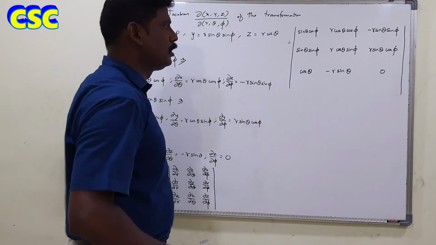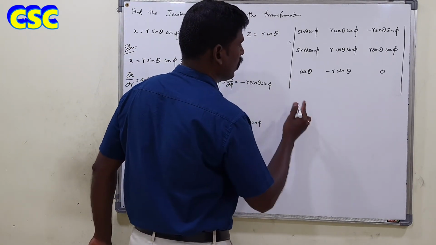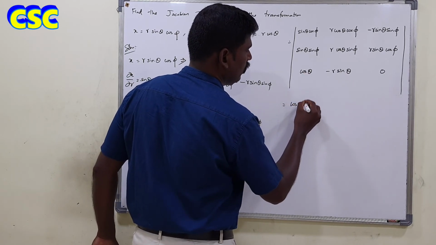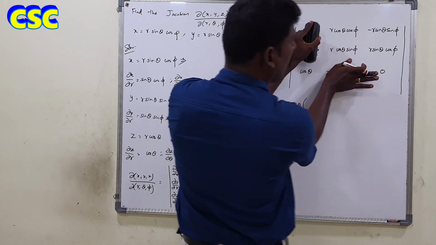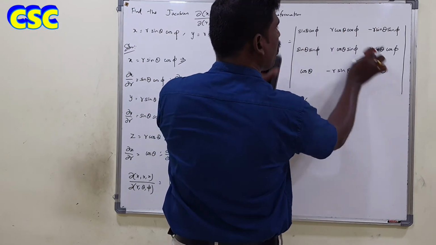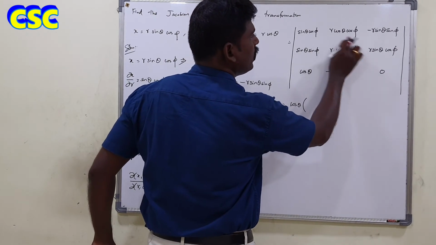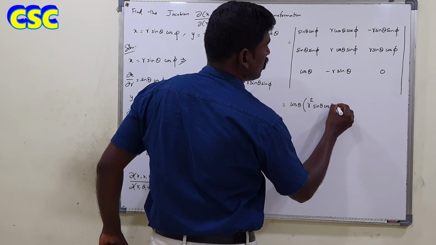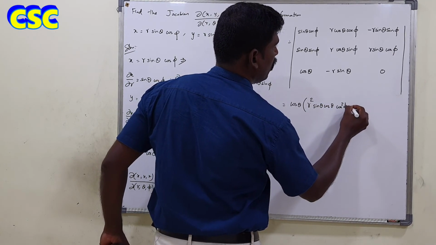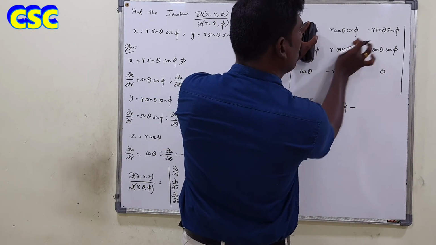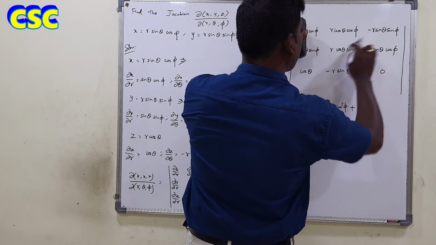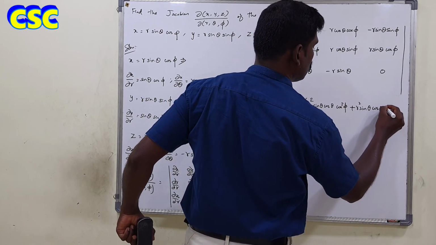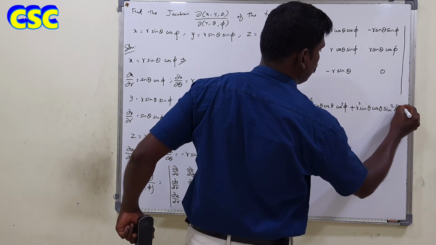Right? I am going to expand this determinant through R3. Okay? So R3 having simple terms, that's why I am expanding through R3. So cos theta into, what will we get? Cos theta into product of these two with these two. So product between these two, r square sin theta cos square pi, minus, isn't it? Minus product between these two. Minus minus becomes plus. Product between these two, r square sin theta cos theta sin square pi, isn't it?